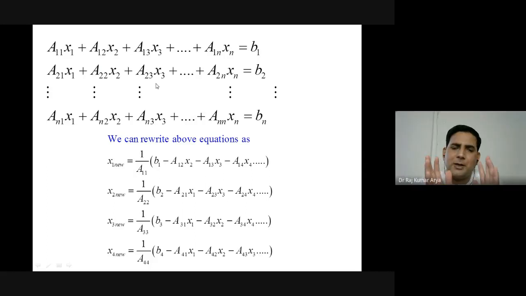So, to convert, don't convert them blindly, like equation 1 I will write for x1, equation 2 for x2. No, don't do that. Instead, compare the coefficients of all unknowns and take the unknown whose coefficient is highest. Then you can write this in this particular pattern.